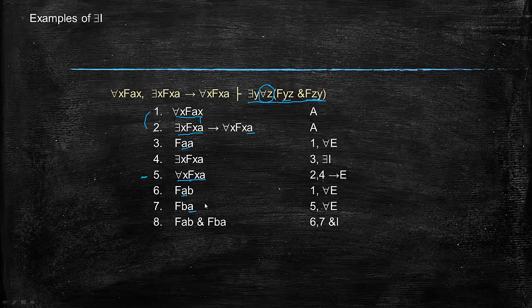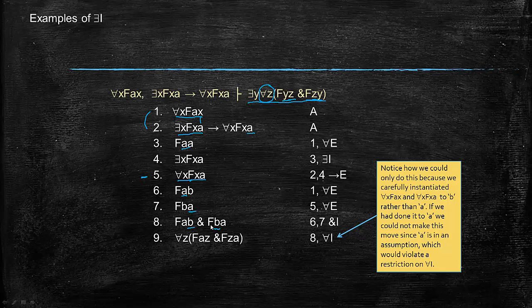Now, can we do a universal introduction on this? Well, if we did, we'd be introducing on the B, right? Z is going in the B space, and B, fortunately, is not in the assumption. So that's okay. So we were smart to do that. We have for all Z, FAZ and FZA, and the only reason we could do that is because we chose B. If we had chosen A, we wouldn't have been able to do it. Of course, we could use C or D or anything else, but definitely we couldn't have used A.